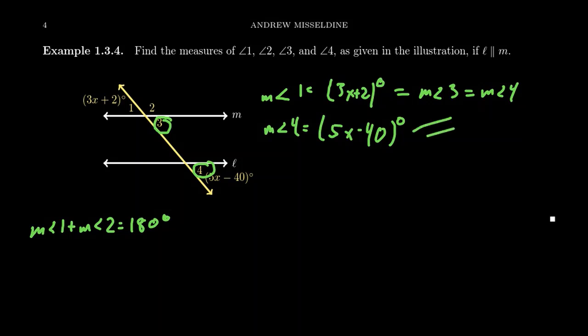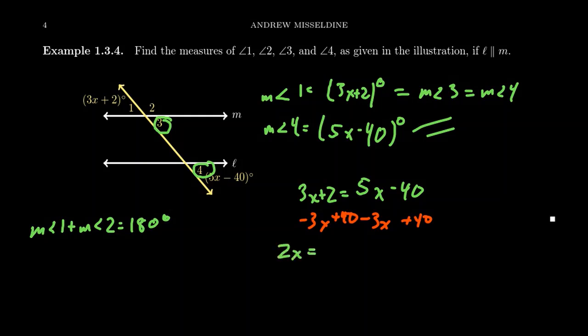So this gives us an equation we can work with. We get that 3x plus 2 is equal to 5x minus 40. And so using this connection, we can then solve for x. Let's subtract 3x from both sides. Let's add 40 to both sides. So we end up with 2x is equal to 42. So divide both sides by 2, we get that x equals 21.